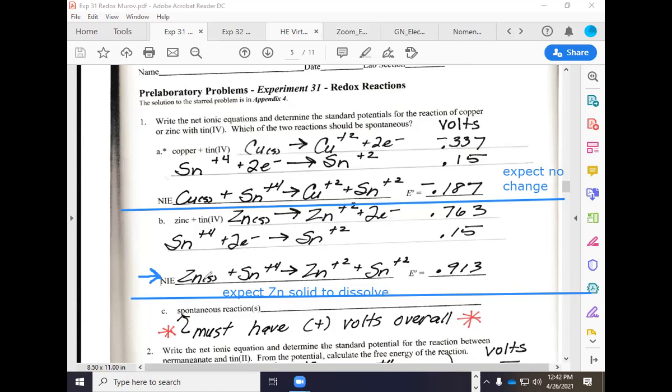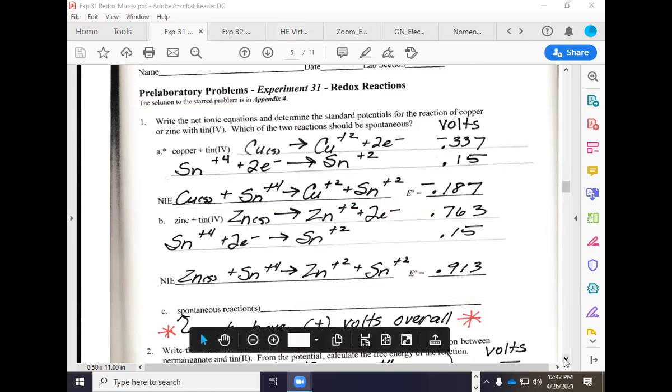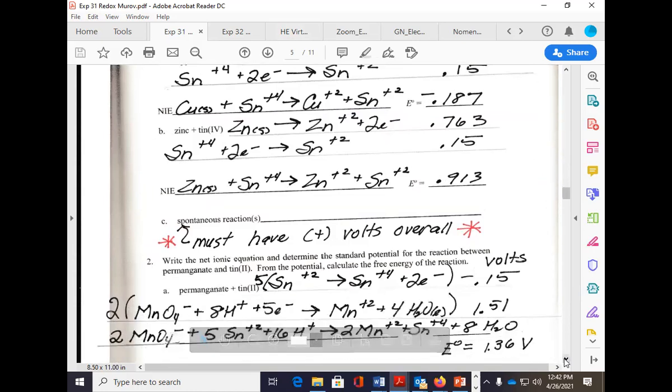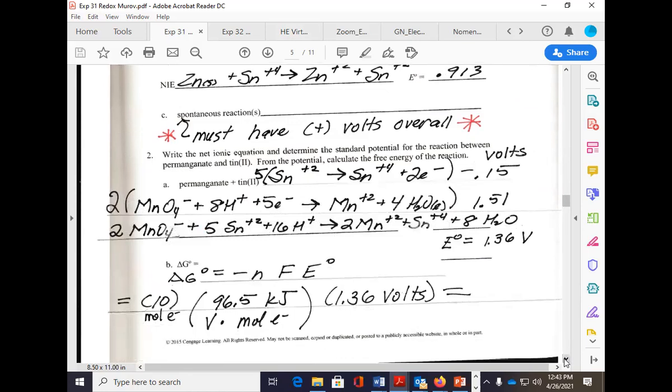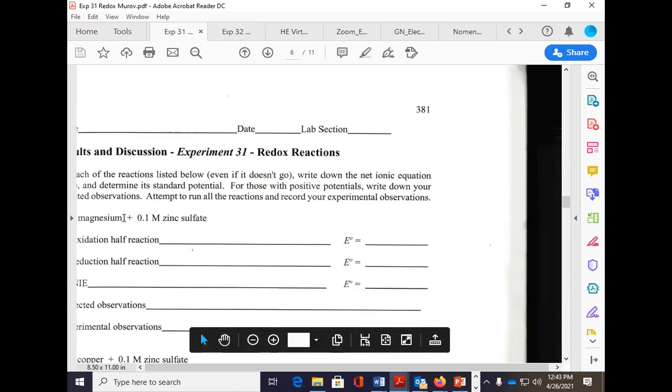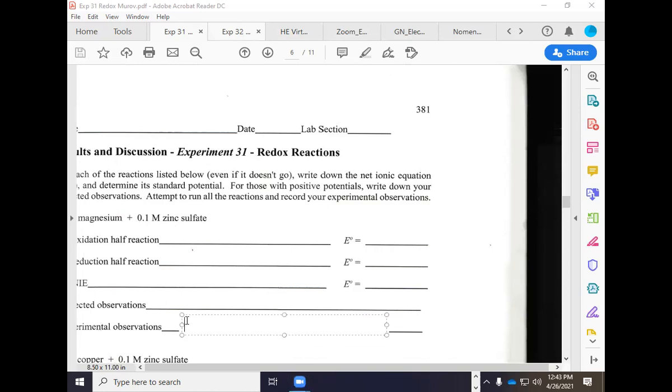So if there's a reaction, I have to look at what's happening with the phases. If there's no reaction, I would expect no change. And I base that on my volts, my E. So I have to do this for each one of these. Because you're not doing the experiment, for the experimental result observations you would just put not applicable. Every time there are experimental observations, you put not applicable. But for the expected observations, you have to look at your net ionic equation and your E of cell.